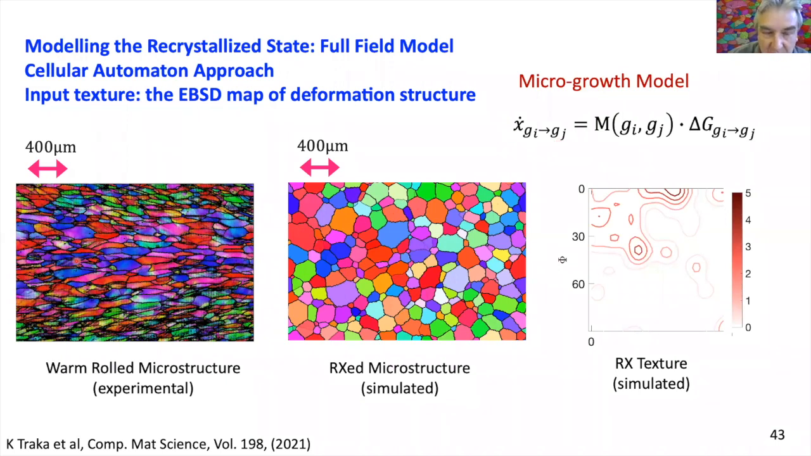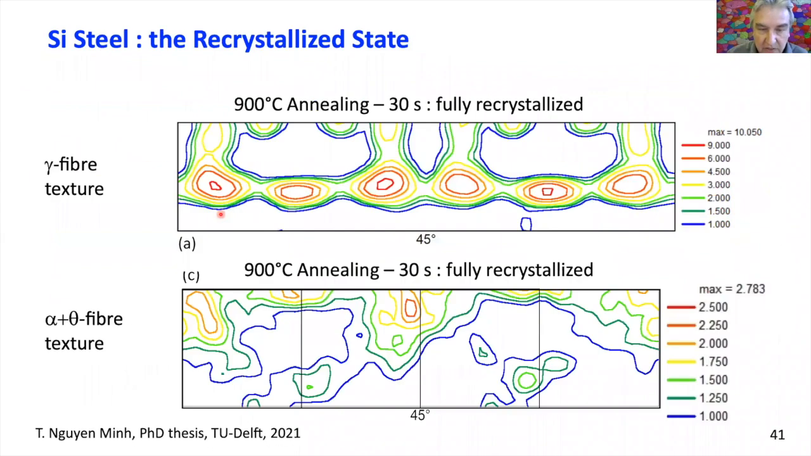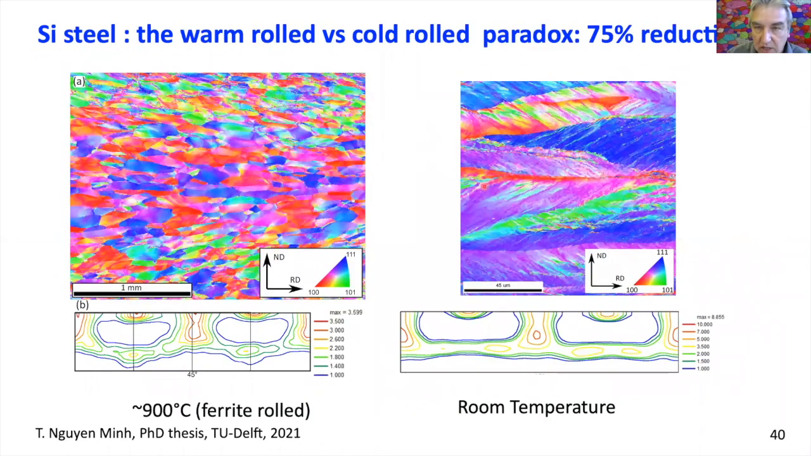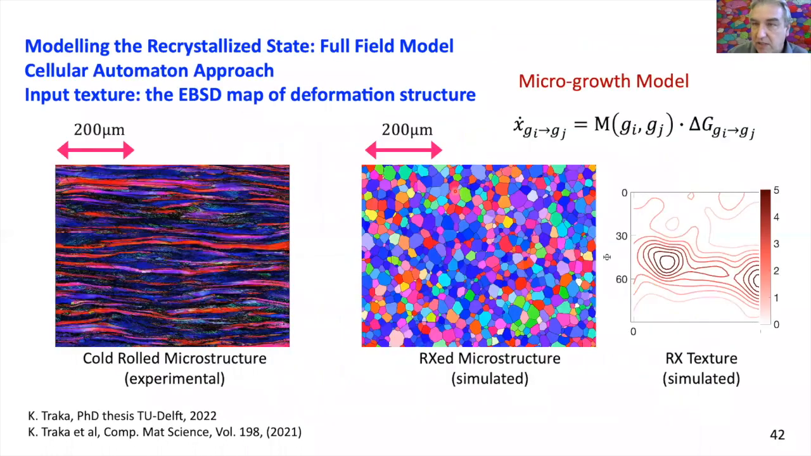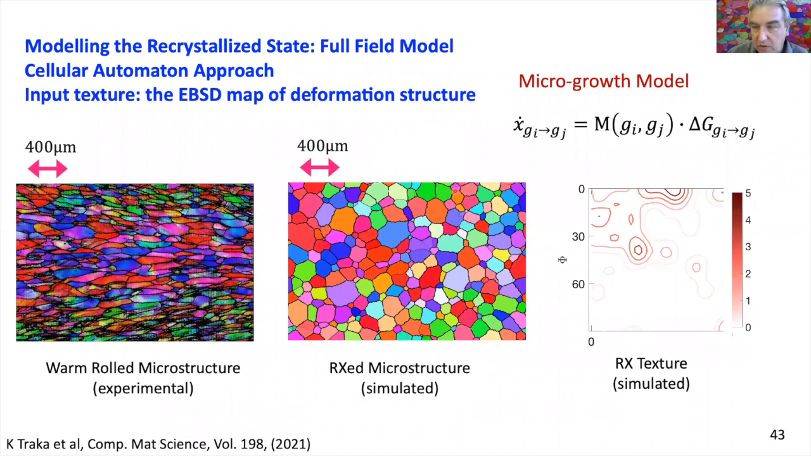So this is the structure not after cold rolling, but after warm rolling. And now with the same recrystallization physics in the model, you can see that the result is totally different. So it means that although the texture of the cold rolled and the hot rolled sheet was very similar, the underlying microstructure, or even the substructure, was very different, and therefore gave rise to a different recrystallization texture.